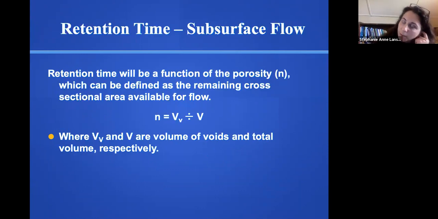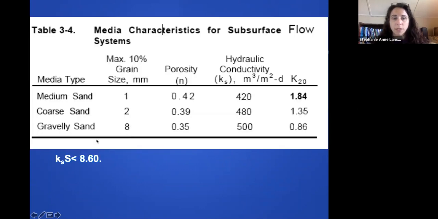For retention time for a subsurface wetland, though, it's going to be a function of the porosity, which is the remaining volume of the cross-sectional area. So the void volume is the volume of the voids that are there. Depending on the type of media that you have, your porosity is going to be different. With gravelly sand, we're going to have much less porosity, less void volume, than if we have medium or coarse sand. And so that's going to affect both our hydraulic conductivity, how it moves through the system, as well as our reaction rate, our K value.